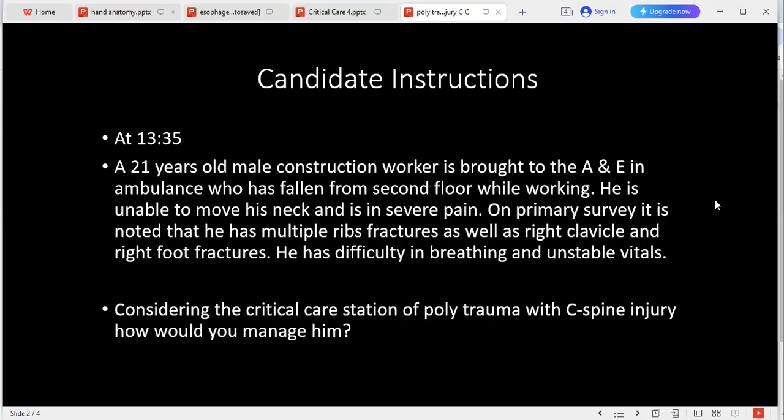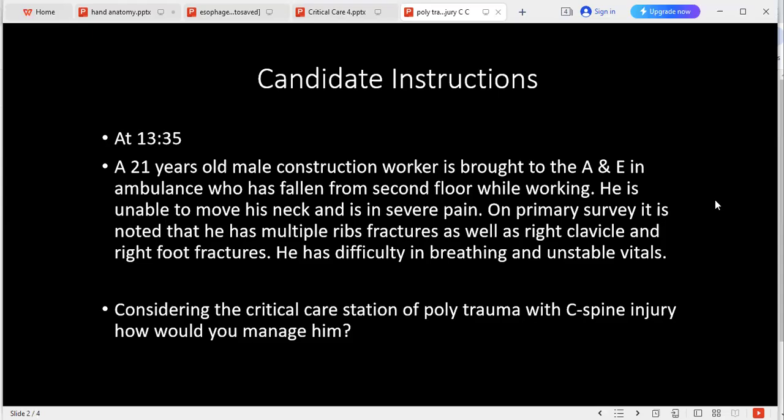Okay, so if you have read and understood the critical care scenario, kindly tell me how would you manage this patient? I will manage this patient according to the ALS protocol. Okay, ALS, advanced life support protocol.